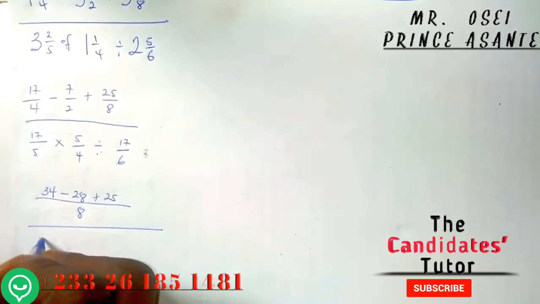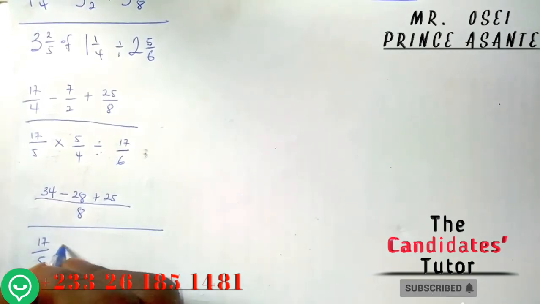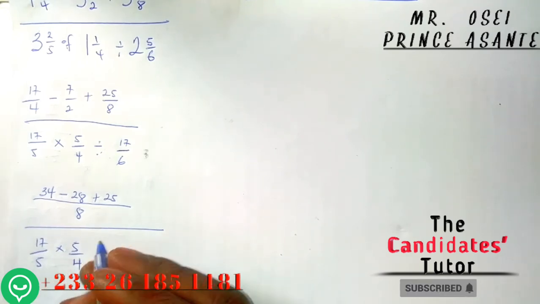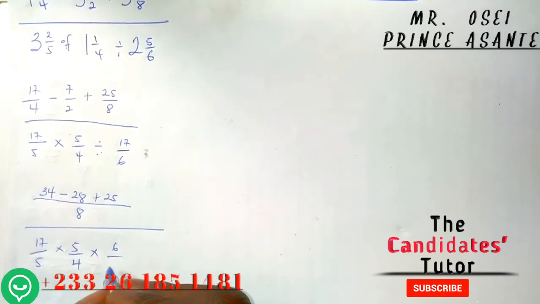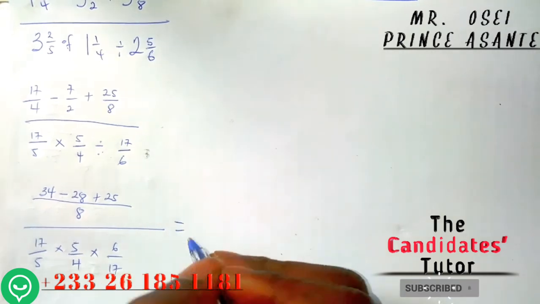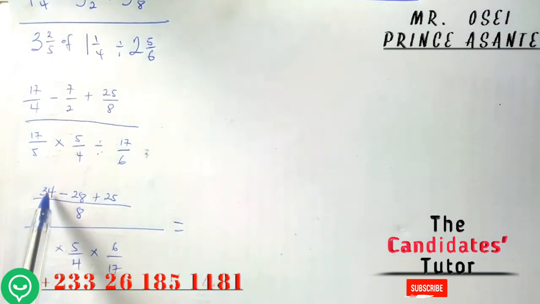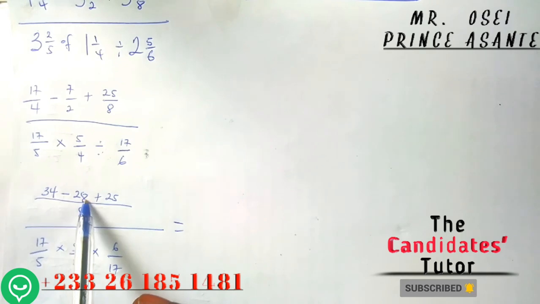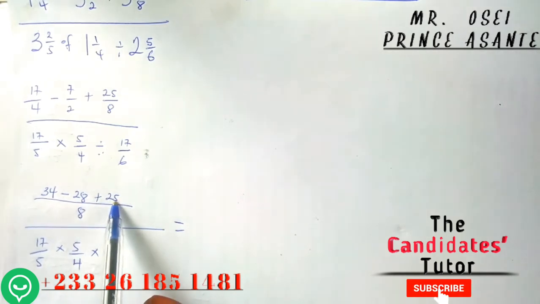So we're going to have 17 divided by 5 multiplied by 5 over 2 four times, then we get 6 over the 17 here. All right, now we know that from this point, we can solve 34 minus 28 plus 25.